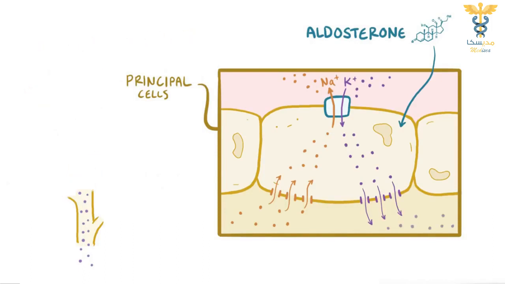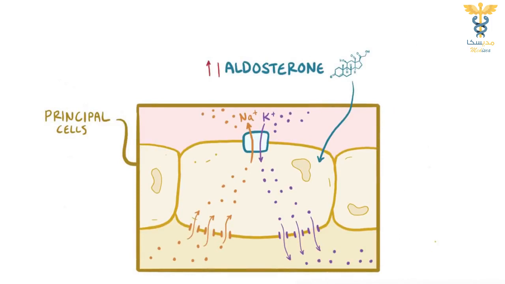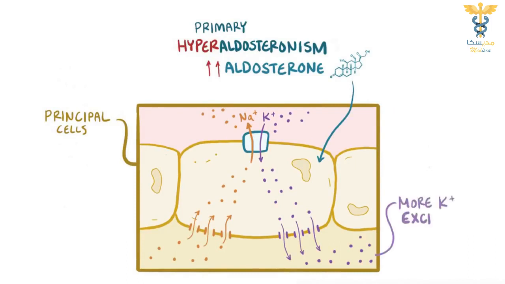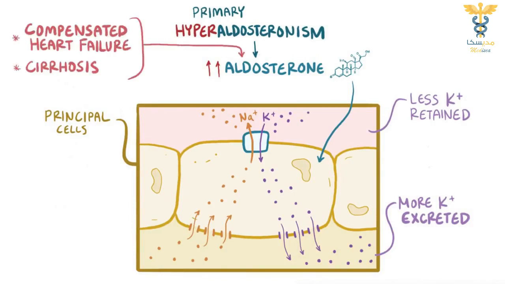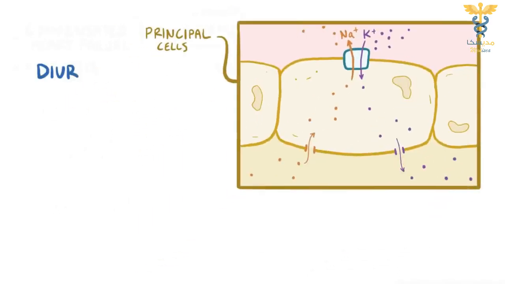Having more intracellular potassium and also having more potassium channels promotes potassium secretion. Having said all that, in situations where somebody produces too much aldosterone, like primary hyperaldosteronism, then there's more potassium secretion by the principal cells, meaning more gets excreted. And that means less potassium is retained, causing hypokalemia. Other pathological conditions that cause increased aldosterone levels include compensated heart failure and cirrhosis. Commonly used diuretics like loop diuretics and thiazide diuretics also increase potassium excretion and can lead to hypokalemia.